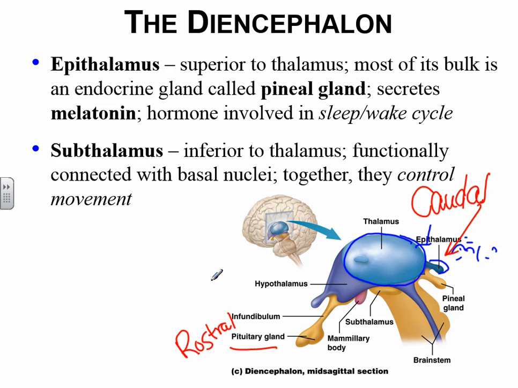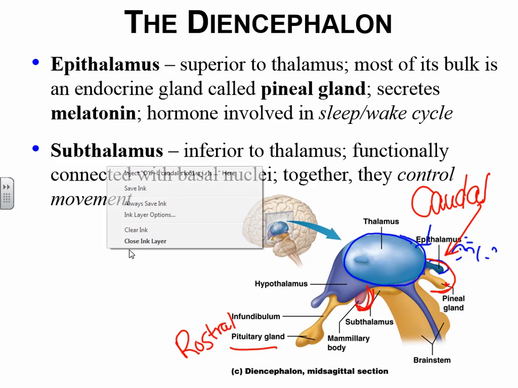It's a location of a gland called the pineal gland. So here is my epithalamus, and you can see the pineal gland there. That secretes the hormone melatonin. And melatonin is involved in your ability to go to sleep and wake up. It has a lot to do also with how you feel, your mood. The subthalamus is this region right up under it here. It is going to help control movement when it works together with a group called the basal nuclei.